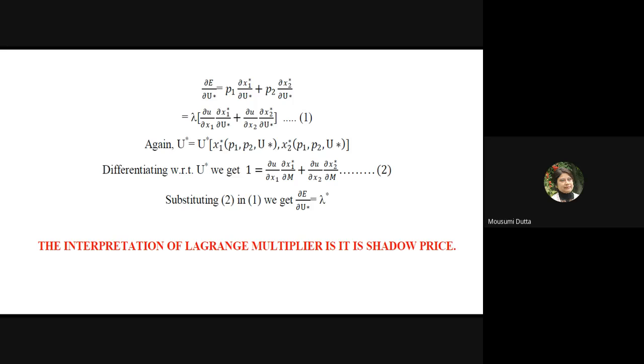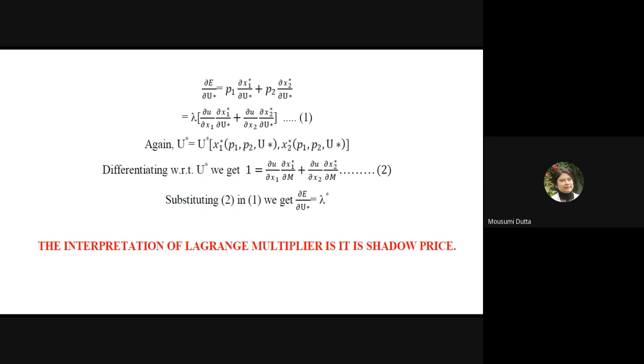Okay, finally, I'm considering the derivative of this optimum expenditure with respect to U star. Del E by del U star, that we are deriving. So if I consider del E by del U star, I'm getting P1 del x1 star by del U star plus P2 del x2 star by del U star, because both x1 star and x2 star are functions of U star.